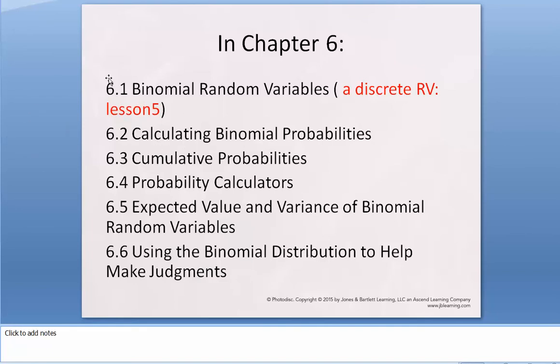Now, 6.1 in the textbook is an introduction. Then in 6.2, we will be learning how to calculate binomial probabilities. 6.3 covers cumulative probabilities. Remember, we talked about cumulative, that is the probability up to a certain point. So these two sections are quite important. And then this talks about probability calculators, how to calculate probabilities using software. And then also we will talk about expected value and the variance. And then of course we will be doing certain problems in the textbooks.